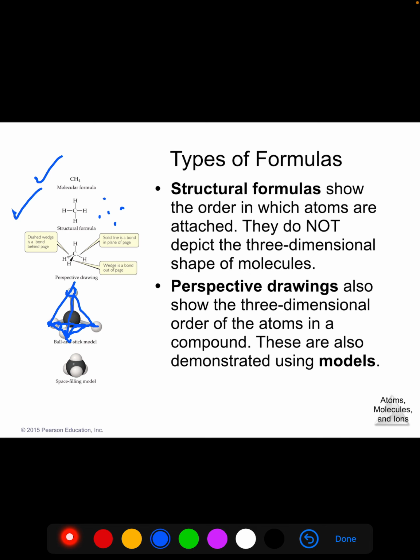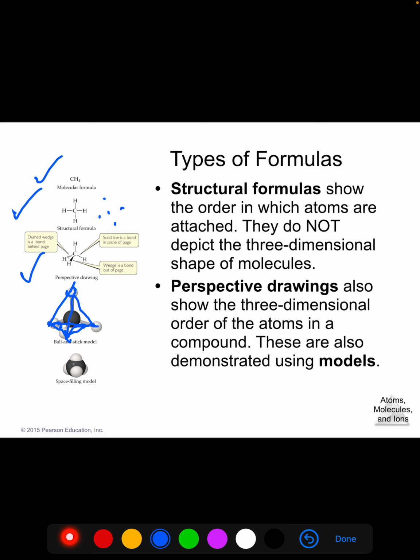That is somewhat depicted in a perspective drawing if you know the rules for the drawing. A dashed wedge and an angled wedge can project out of and into the board if you're drawing on a board or on the paper. They give you some perspective if you know how to read them.